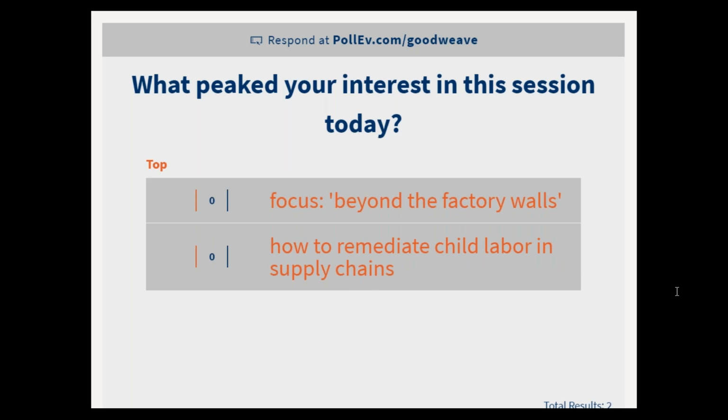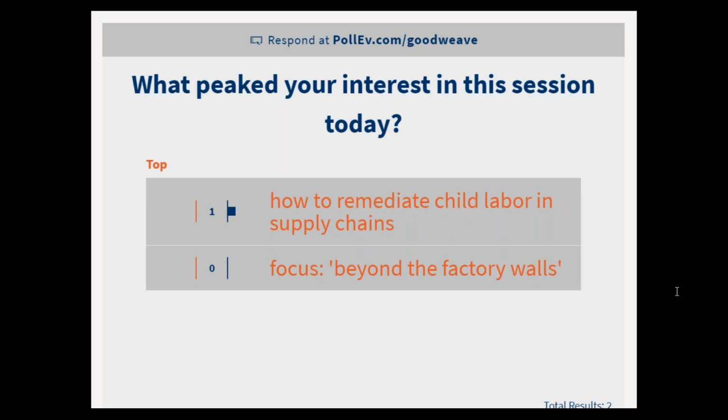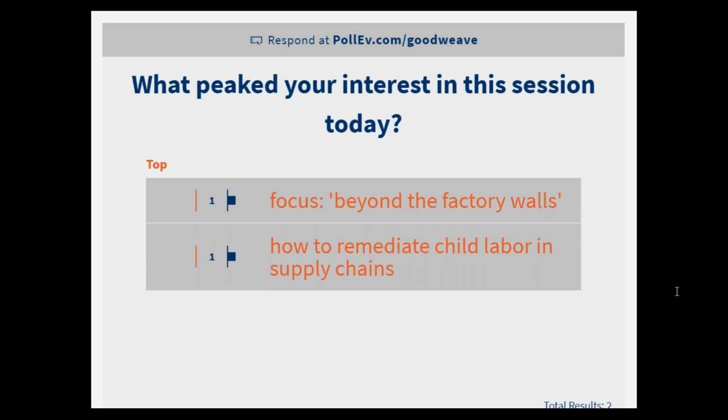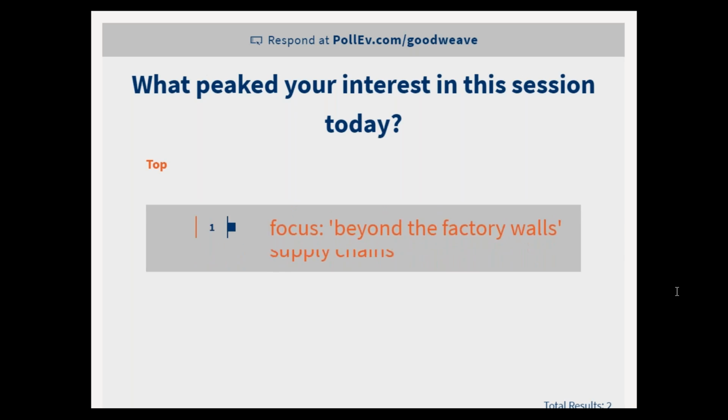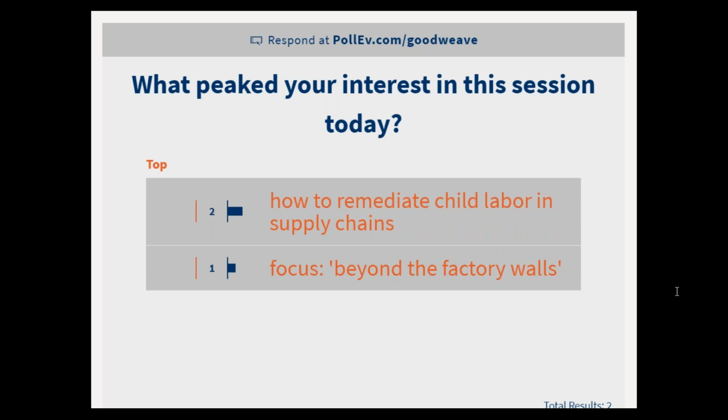So we got two questions coming. One is the focus behind the factory walls, which is in fact something that we know companies are very interested in, especially as this is something different from the traditional tier 1 audits. Then we have how to remediate child labor in supply chains. And more people are supporting these two entries.